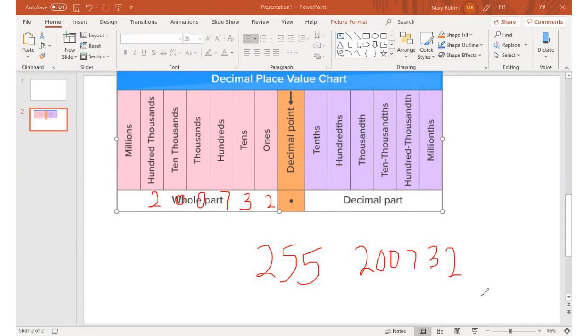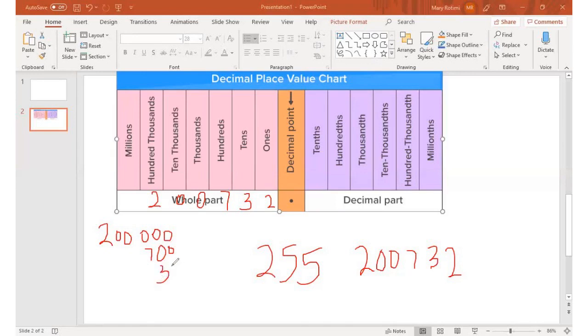So if I want to say what this value is, how do I say it? I'm going to start with this number here. I'm going to say 200,732. That's what this number is if you were to say it out. Now you could check if that's correct by writing out what you just called out. So I said 200,000, so I'm going to write 200,000. And then I'm going to write 732. So I'm going to write 700. And I'm going to write 32.